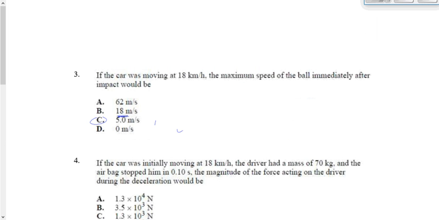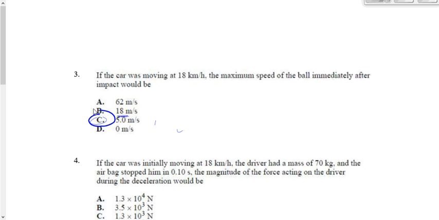3, if the car was moving at 18, how fast could the ball be moving after impact? Well, look, if the car is moving at 18 and the car comes to a stop, and I am a passenger, I keep moving at 18, right? Well, so would the ball. So would this little metal ball keep moving at 18 kilometers per hour, which is 5 meters per second. An object in motion stays in motion in a straight line at a constant speed until acted upon by an unbalanced force. The car stops, but the ball keeps going. That's what allows it to go down to the other end, complete the circuit, and fire that airbag.